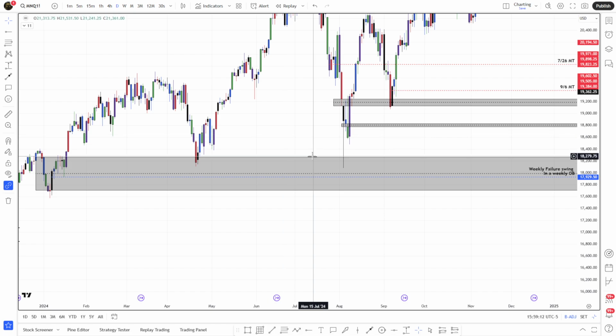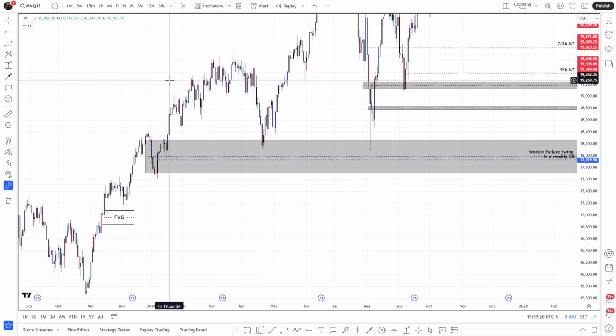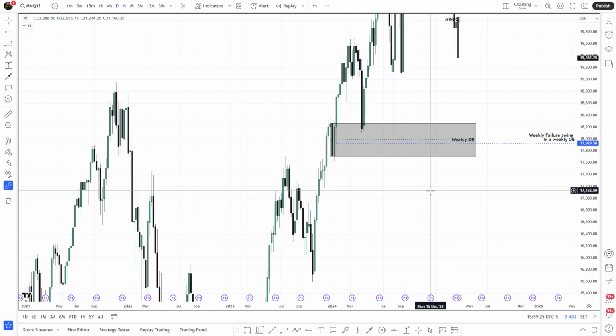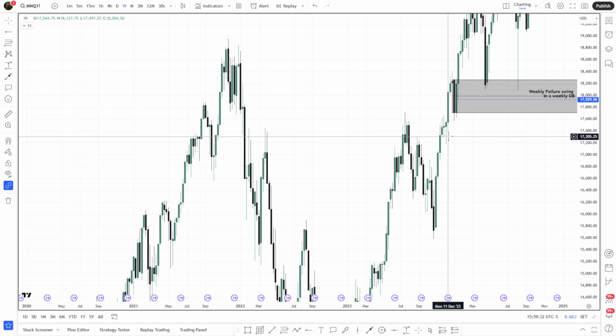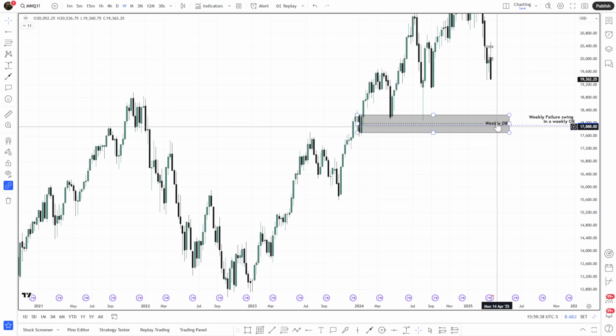And so for Wednesday, Thursday, Friday, if we just look back on the weekly real quick, we do have some imbalances down here. And depending on how low we're going to take the market, I'd like to see how we react out of here before making any kind of judgment or bias towards where the later half of the week is going to go.